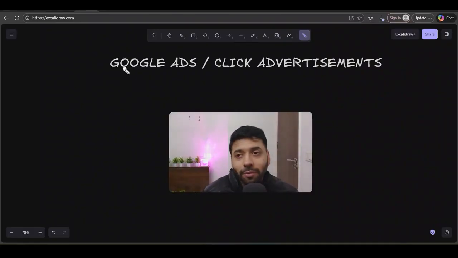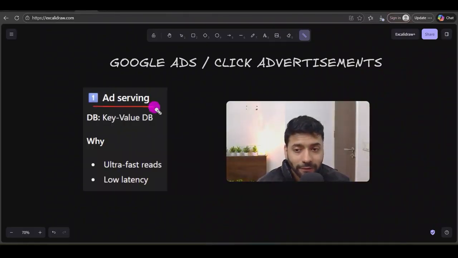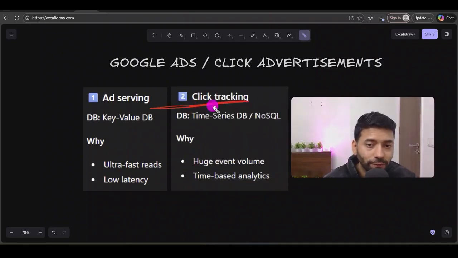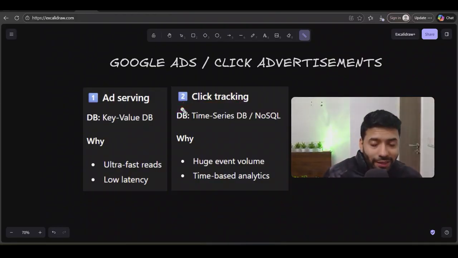All right, okay, coming back, first talking about ad serving. For this we will use a key value database, which is a type of NoSQL database. Why? Because we need ultra fast reads and we need low latency, like which ad to show. Okay, so this is the feature which was asked to my friend specifically, which database will you use for click tracking. Okay, the good answer I would say here would be a time series database.